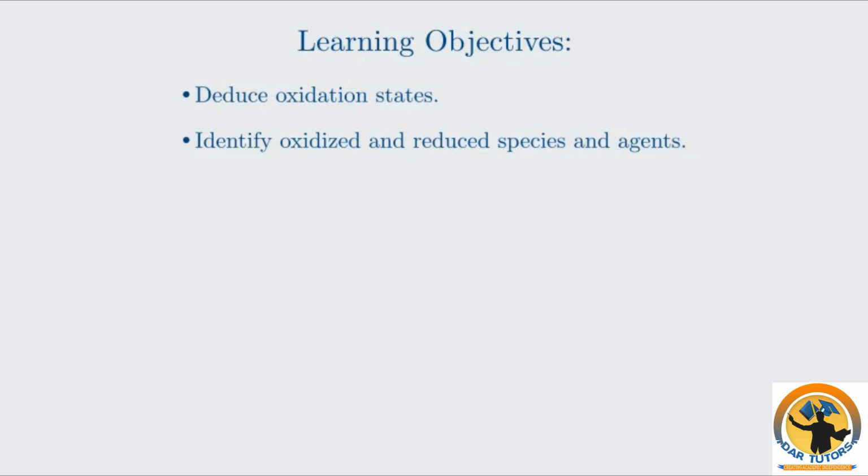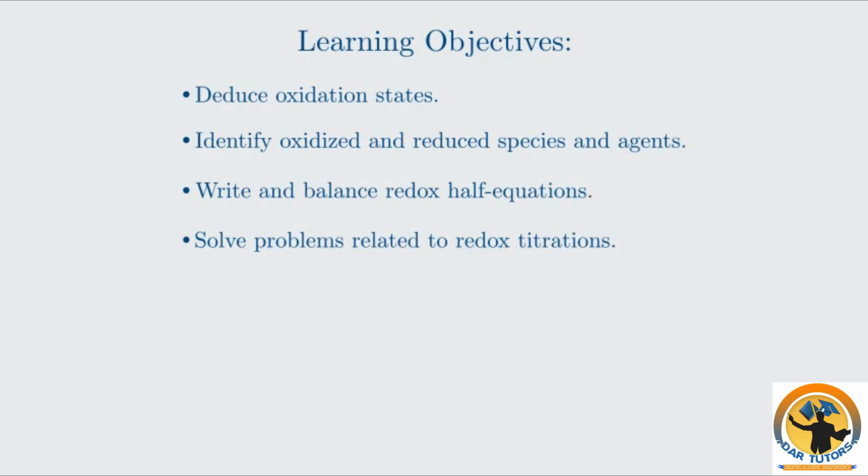By the end of this session, you should be able to deduce oxidation states, identify oxidized and reduced species and agents, write and balance half equations, and solve problems related to redox titrations. We will provide clear, concept-driven explanations and work through several IB-style examples to solidify your understanding. Let's begin. We'll start with the foundational concepts of oxidation and reduction.